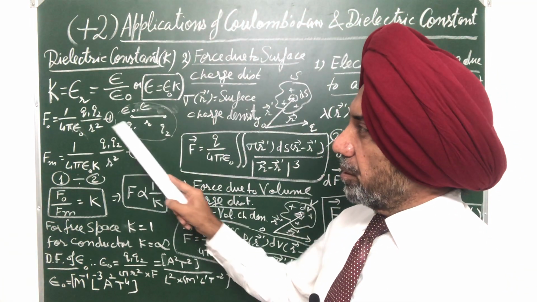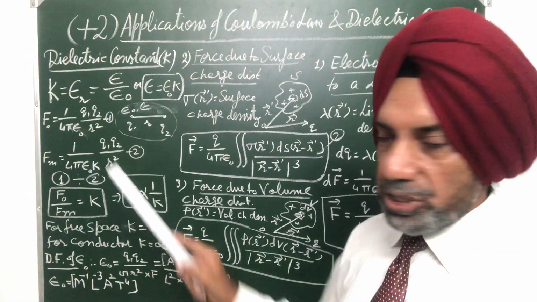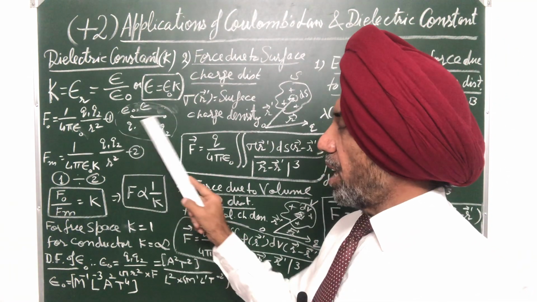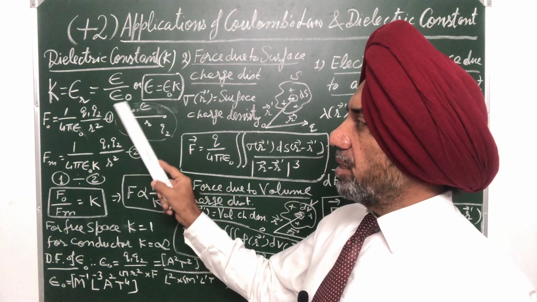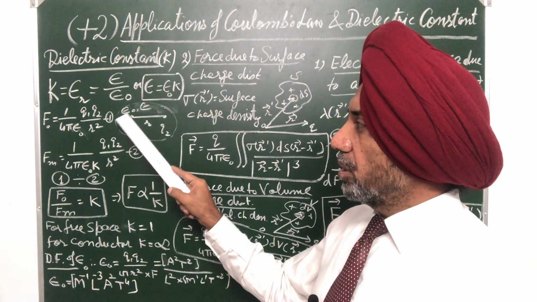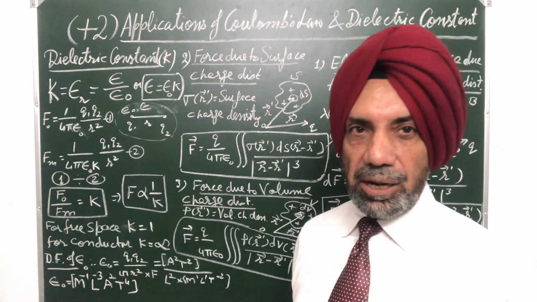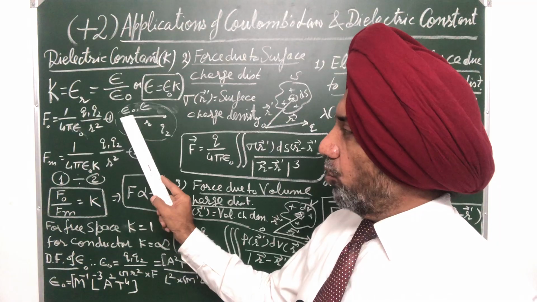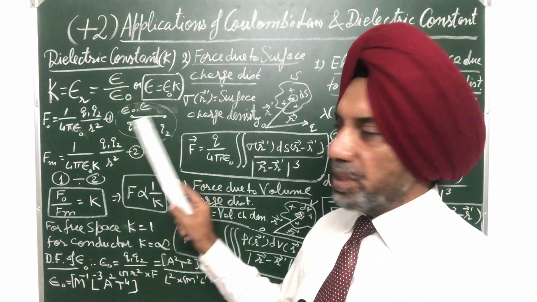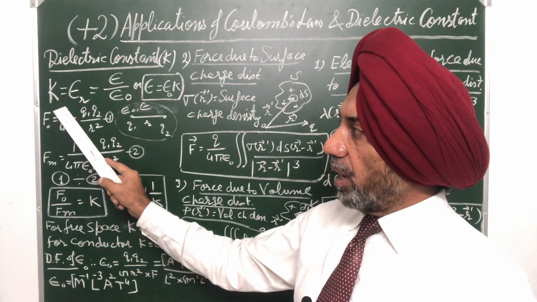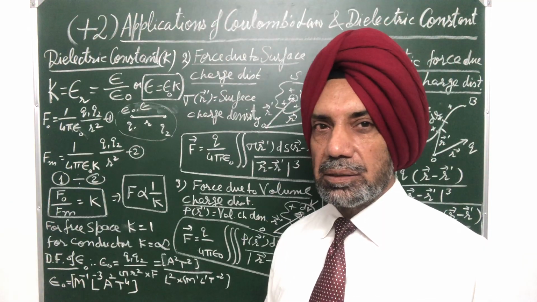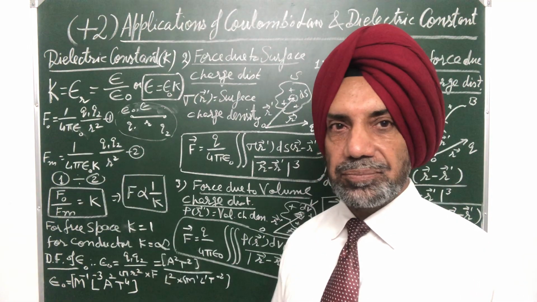So to find an expression for K in terms of electrostatic force, let two point charges Q1, Q2 be separated by distance R. Suppose first they are placed in free space or vacuum, whose permittivity is epsilon naught. Then the electrostatic force between these two point charges in free space or vacuum is given by F naught is equal to 1 upon 4 pi epsilon naught Q1 Q2 upon R square, equation number 1. This is the magnitude of force by Coulomb's law again.